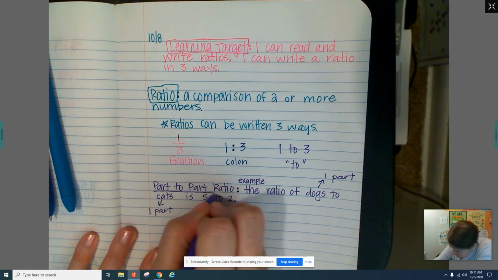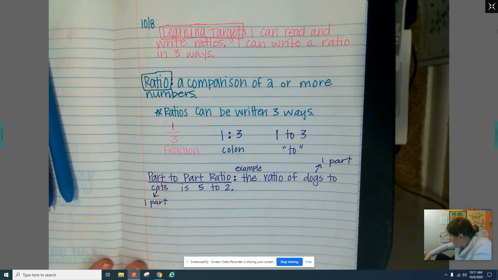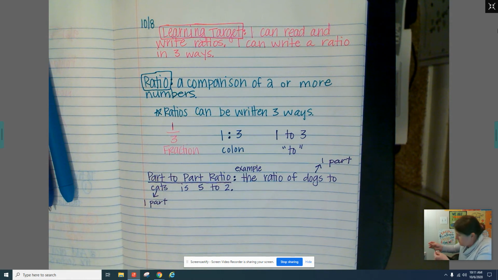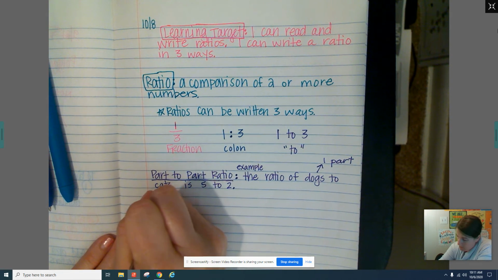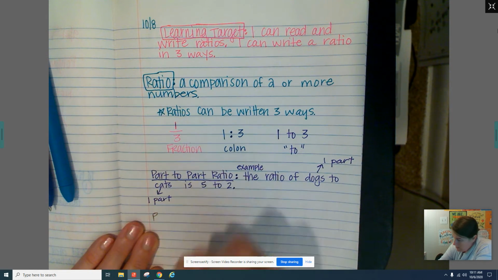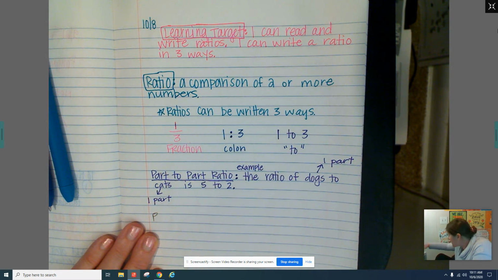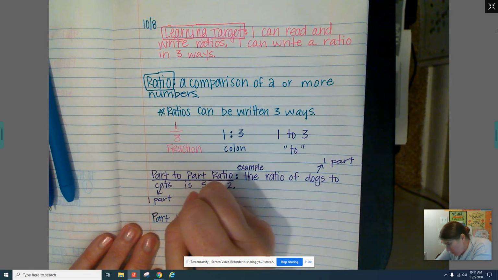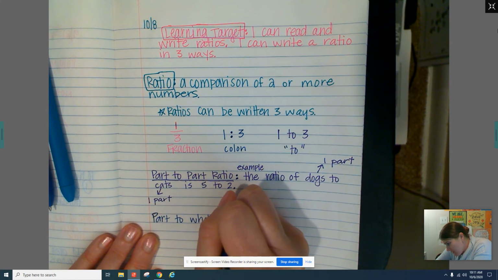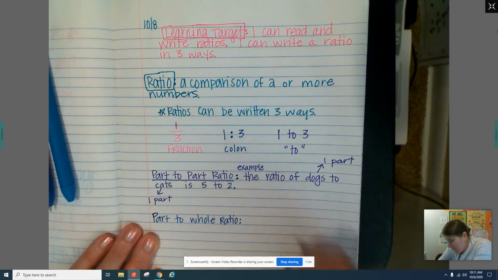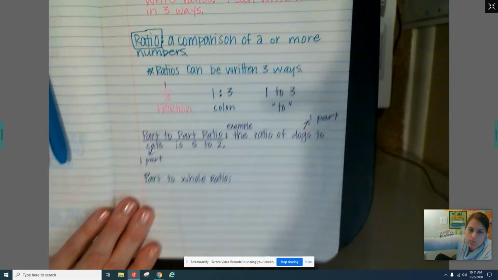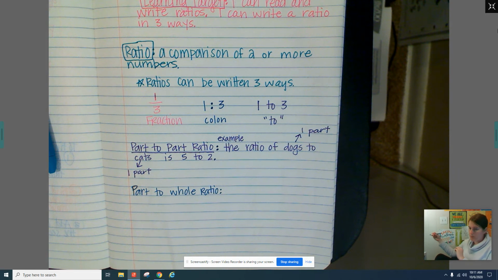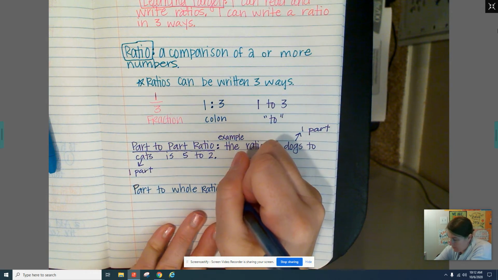Now the next ratio, you can probably guess what I'm going to say here, is a part to total or a part to whole. Sometimes we call it part to whole. Let's find a new color. How about blue? Part to whole ratio. That's when you compare one part to a whole group, and the part is included in the whole.